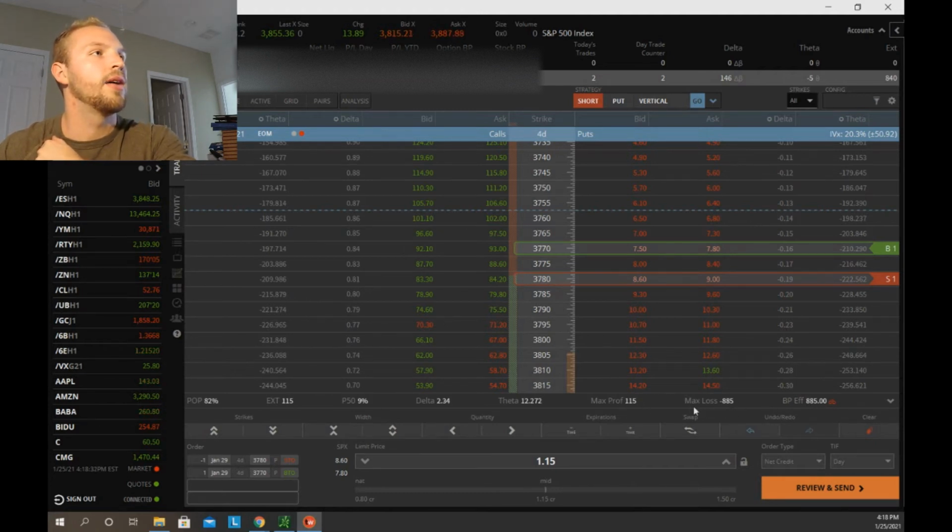Okay? Now, I put up a collateral of $885 of buying power. My max profit is $115. And what I like over here is this section, which is my probability of profit, is 82%. So there's an 82% chance, based on where it's at right now, that this trade is fully profitable. Those are pretty good odds.